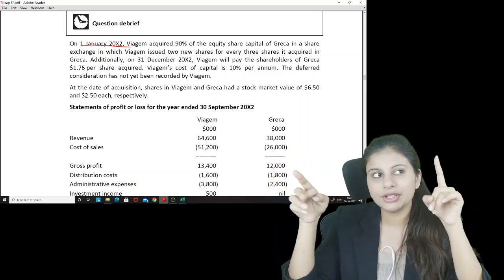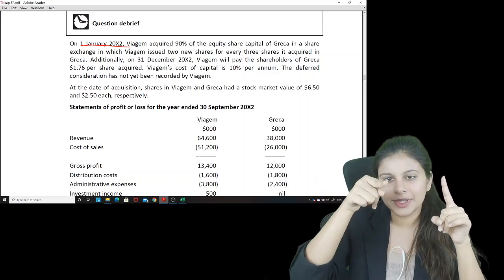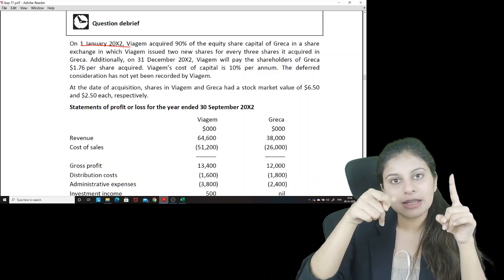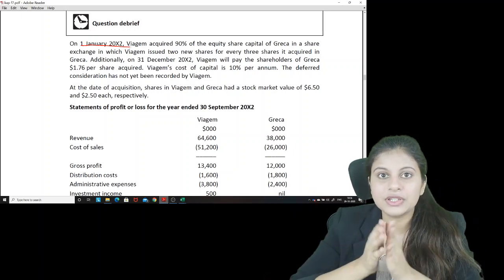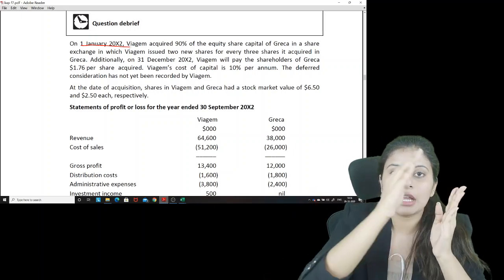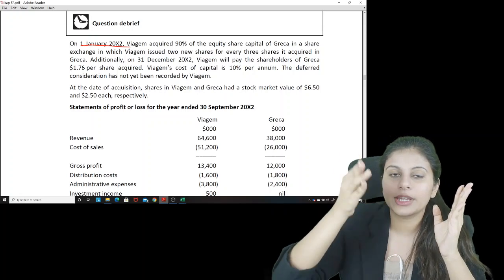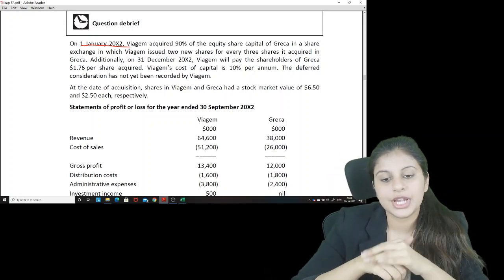January 2002 must be somewhere here. So it's 3 months after the year starts, so midway through the year. Acquisition is midway through the year. 3 months after the year starts, we are acquiring a subsidiary on 1st January 2002.